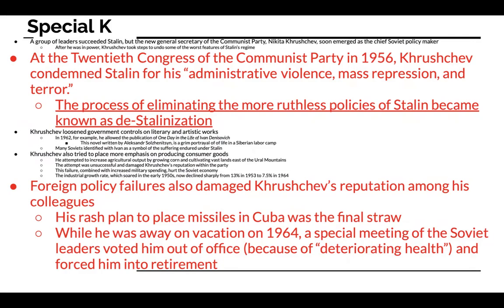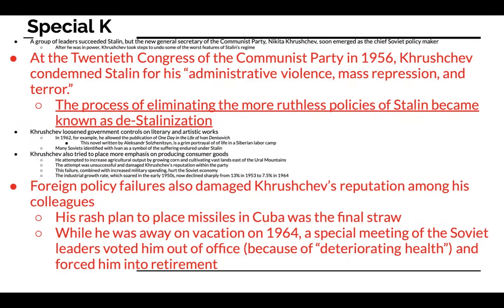Khrushchev also placed more emphasis on producing consumer goods. He attempted to increase agricultural output by growing corn and cultivating vast lands east of the Ural Mountains. This attempt, however, was unsuccessful and damaged Khrushchev's reputation with the party. This failure, combined with the increased military spending, hurt the Soviet economy. The industrial growth rate, which soared in the early 50s, now declined sharply from 13% in 1953 to 7.5% by 1964.